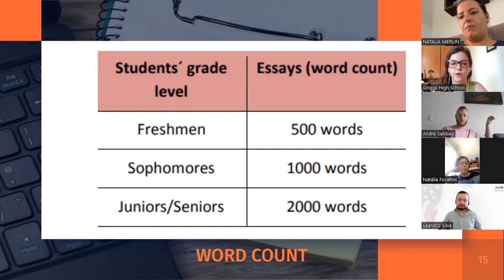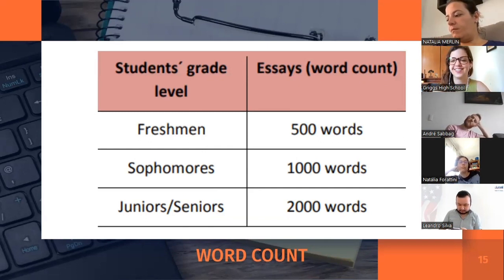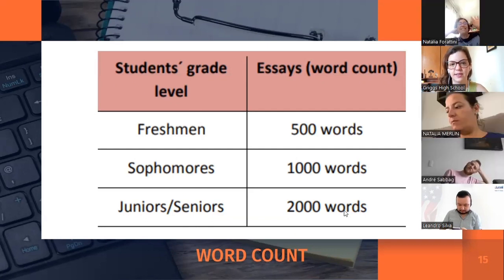They're going to produce according to their year. So the freshmen will do 500 words, the seniors will do 2,000. Otherwise, it would be very unfair. Poor guys. So, yes.